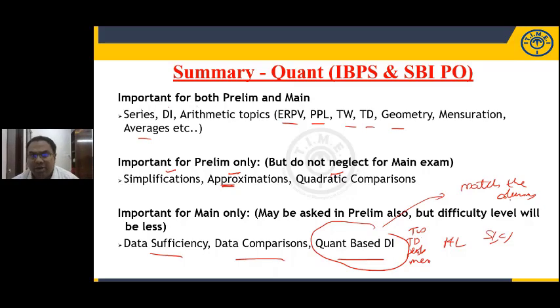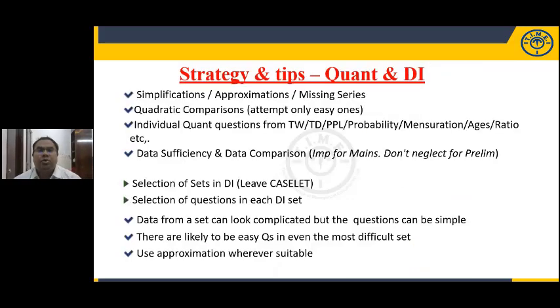Now let us look at the order of solving the questions. Always when you look at the order, we start with simple scoring areas, then we'll move on to other areas. See, I'm not asking you to start with DI. If you start with DI, by the time you complete your 2 sets or 3 sets, your entire time is over. Time will overshoot. So I'm saying simplifications, approximation, series. I'm starting with easy areas.